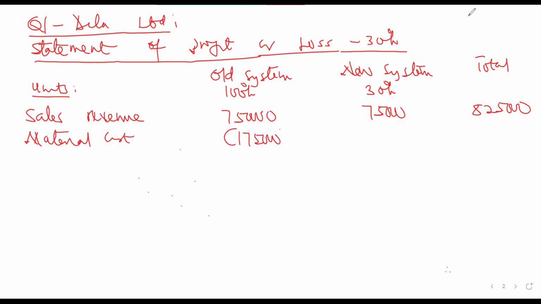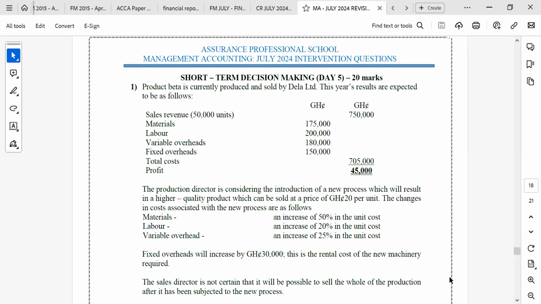175,000. Okay, what is the additional material cost that we'll be incurring as a result of the new system? Let's calculate the current material price. What will be the current material price per unit? 3.5. Okay, they are saying that this will increase by what? 50%. Okay, so what will be the additional material cost that will be incurred in the new system?